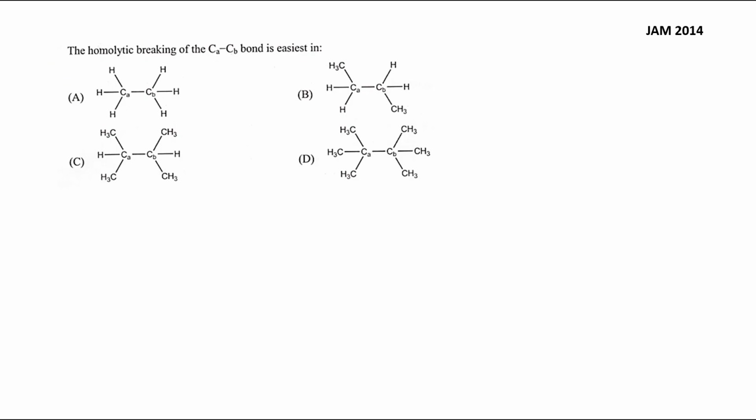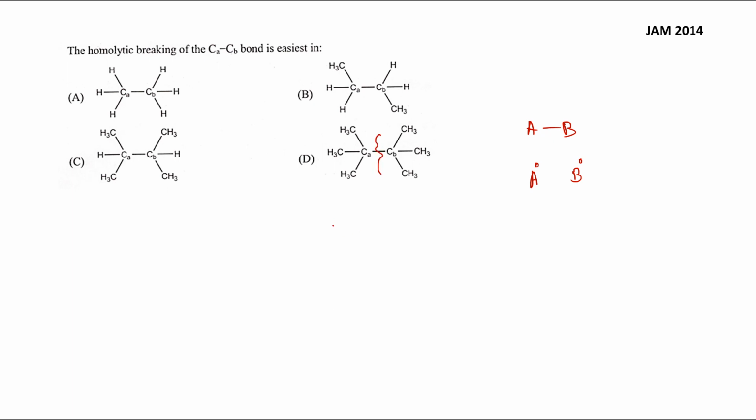Now this is easy to do. Homolytic breaking of the C-S C-B bond is easiest in which case? So after homolytic cleavage, suppose you are doing some homolytic cleavage for the A-B bond, what you get? You get a single electron radical. So in which case will the radical be most stable?